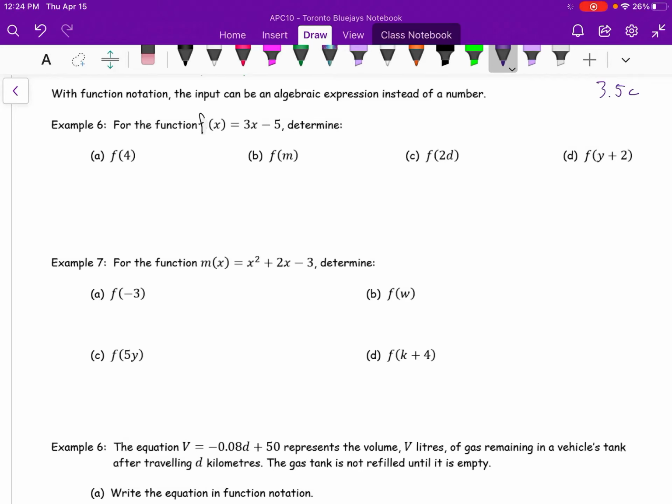All right, we're going to look at functional notation. The input in an algebraic expression, the input in a function can also be an algebraic expression. So example 6, for the function f of x is equal to 3x minus 5. When I take a look at f of x, I read the rules. So it's 3 times the input minus 5. Where do I get the input? Well, I look towards the brackets.